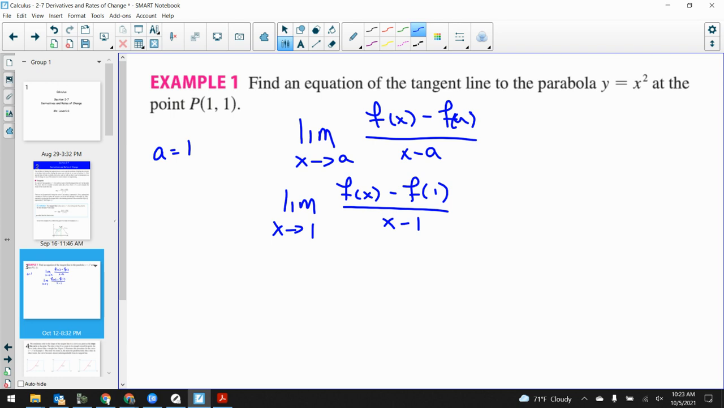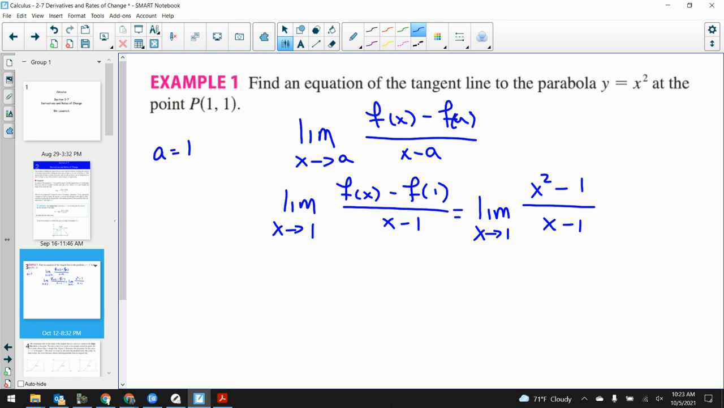Well, I know what f of x is. f of x is just my function, x squared. So this is truly the limit as x goes to 1 of x squared minus, well, what is f of 1? What is the y value at 1? It's 1, isn't it? At the point (1, 1), if I plug in 1, I get 1 squared is 1, but again, it was given to me anyway. Over x minus 1.